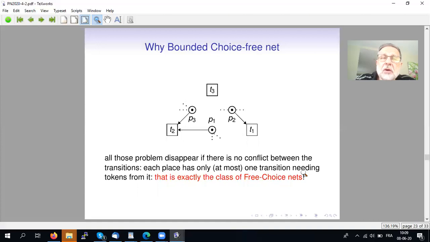Fortunately, all those problems disappear if there is no conflict between the transitions. That means if each place has at most one transition needing tokens from it, that's exactly the class of choice-free nets. In that case, for instance, it's never necessary to give back tokens that the transition has already absorbed, because we know that no other transition will need them in the future.